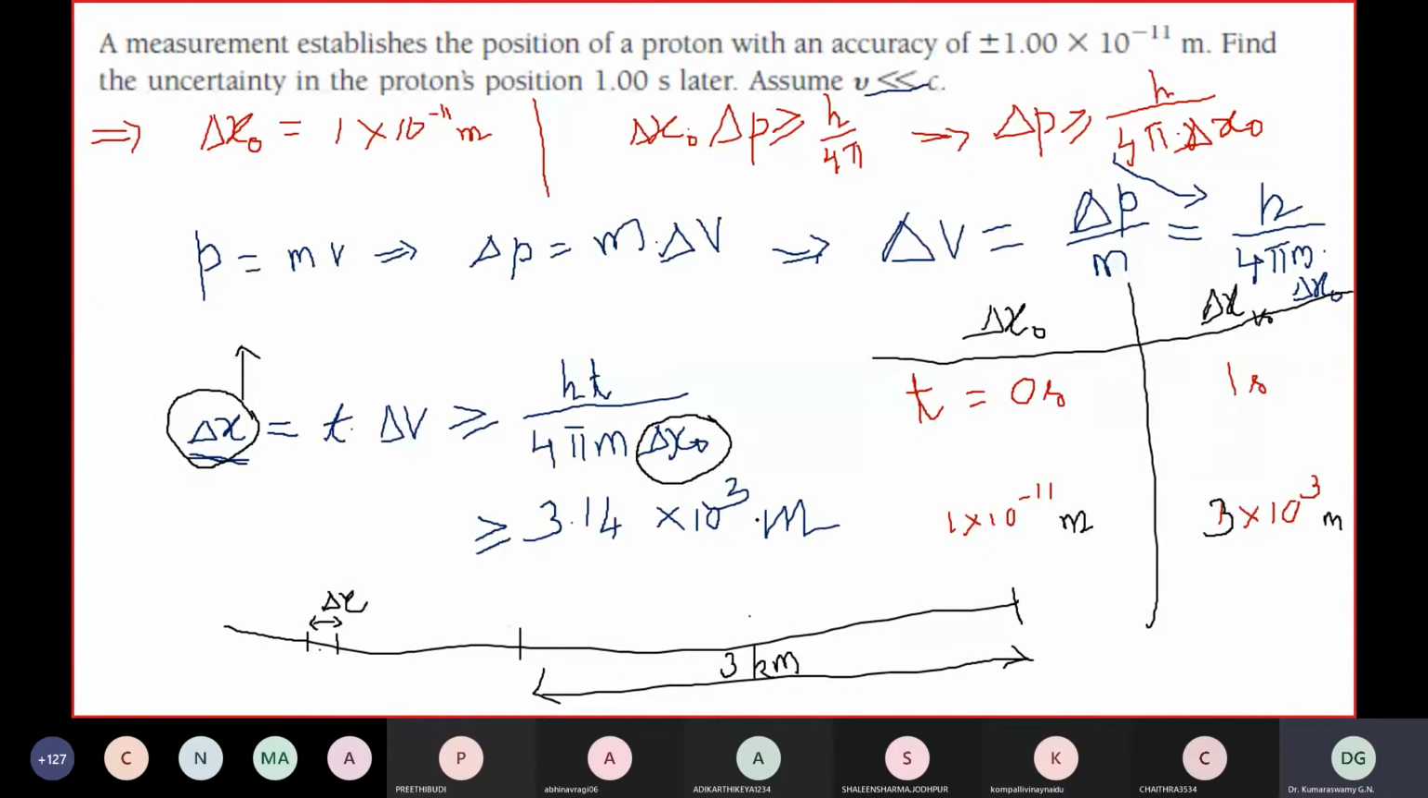What is the size of the proton? Size of the proton is 10 to the power of minus 16 meters, whereas it could be found anywhere in 3 kilometers. That is something bizarre, right? So this is the significance of the uncertainty principle. You understand this? If you press on the present position, we are going to lose its future state.